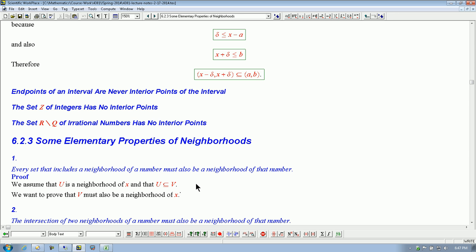Okay, what must you do to prove that V is a neighborhood? You must prove that something exists. How do you prove that something exists? You bring one in through the door and show it. Okay, this is how we do the proof.